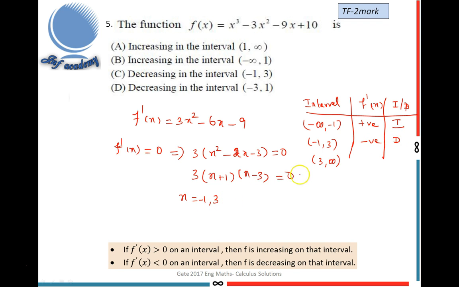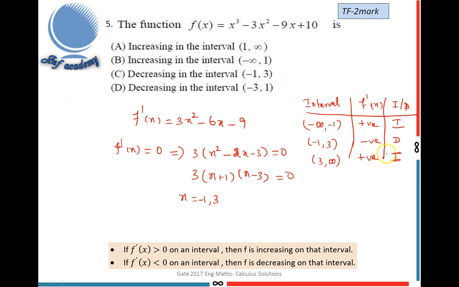Next, the interval 3 comma infinity. I substitute values greater than 3, like 4 minus 3 or 5 minus 3, then I got this is positive, this is also positive. So the multiplication of two positives is positive. This is increasing, f is increasing in that interval.